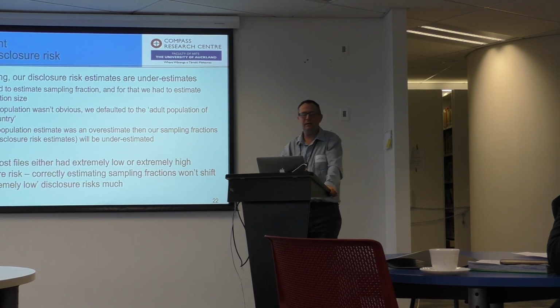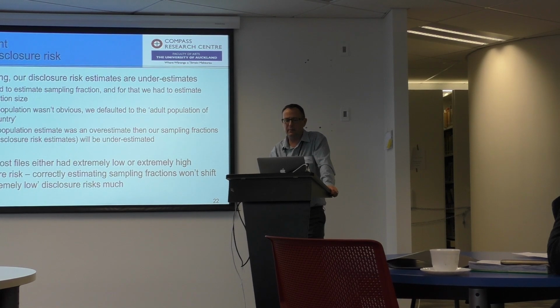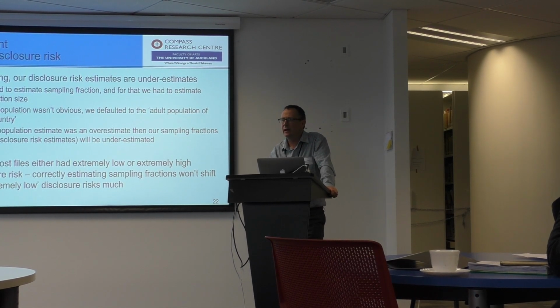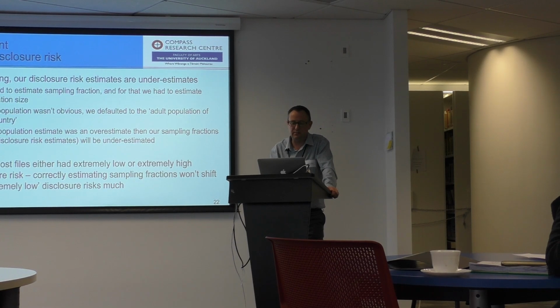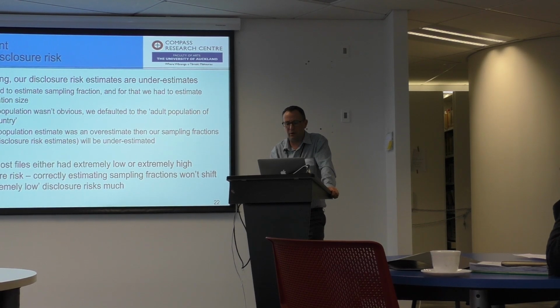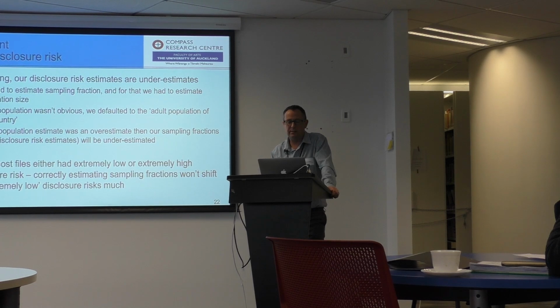Just a little comment here, if anything, our estimates were underestimates. We had to estimate sampling fractions, which wasn't always easy, and if we couldn't work out what the population was, we defaulted to, well, let's look at the adult population in that particular country. To the extent that that was an overestimate, then our sampling fractions are also overestimates, and our disclosure risk estimates will be underestimated. Don't think it has much of an impact though, because if you think back to the graphs I showed you a couple of slides ago, most files had either extremely low or extremely high disclosure risk.